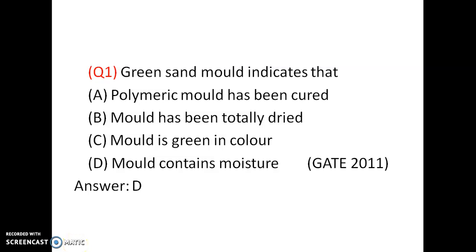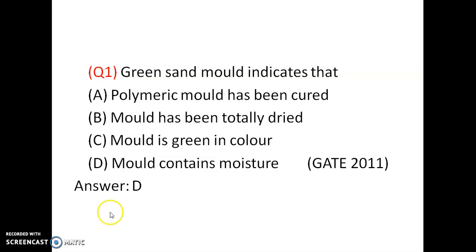Question number 1. Green sand mold indicates that: polymeric mold has been cured, mold has been totally dried, mold is green in color, or mold contains moisture. So there are two types of mold: dry sand mold and green sand mold. The green sand mold contains moisture, whereas the dry sand mold is baked and doesn't contain any moisture. So the option is D. Green sand mold contains moisture.